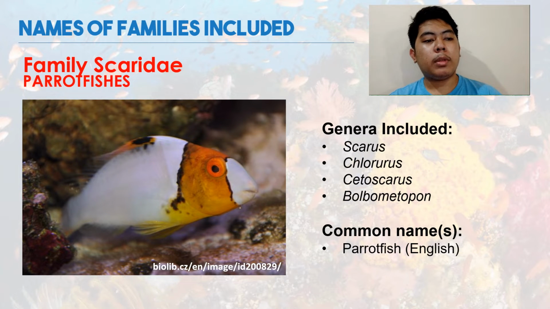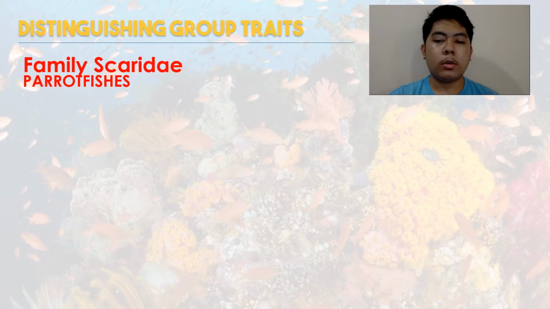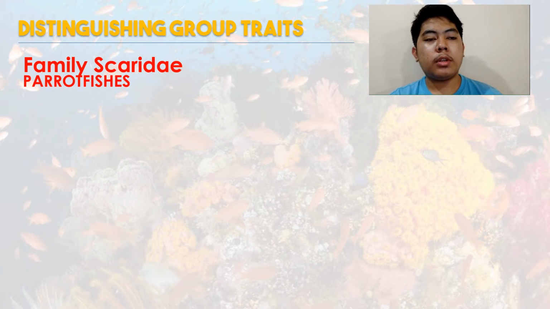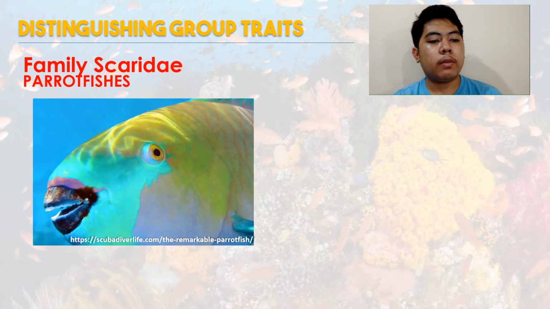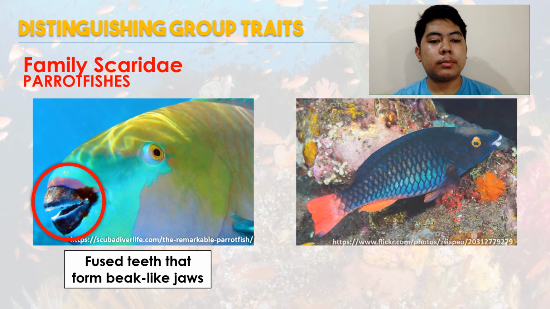The next is family Scaridae of the parrotfishes. In this family, the genera included are Scarus, Chlorurus, Cetoscarus, and Bolbometopon, and the common name accepted for this family is parrotfish. For their distinguishing group traits, parrotfishes have fused teeth that form beak-like jaws. Also, parrotfishes have large cycloid scales.